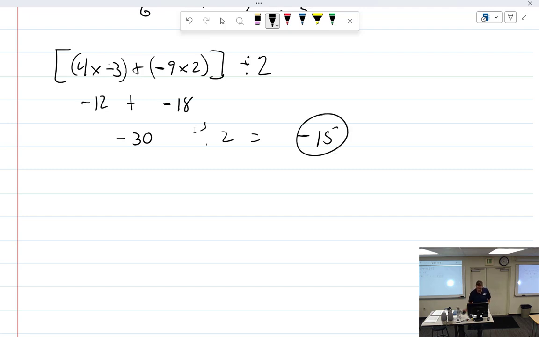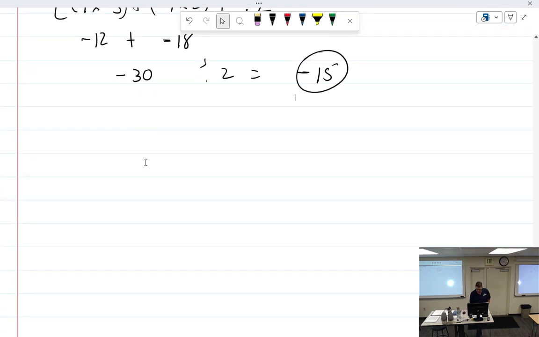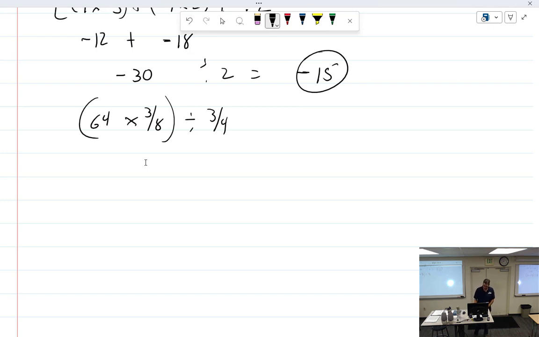All right, solve the equation. Some of these are kind of easy. 64 times 3/8 divided by 3/4, in parentheses. So first thing we're going to do is, I should let you just do it.